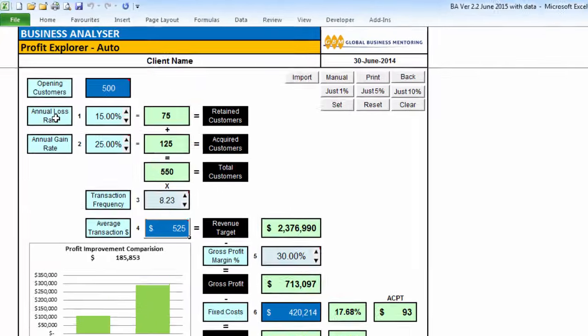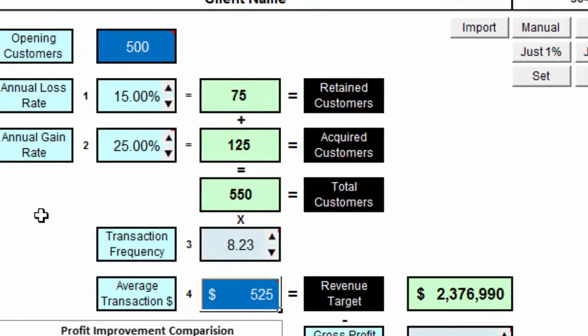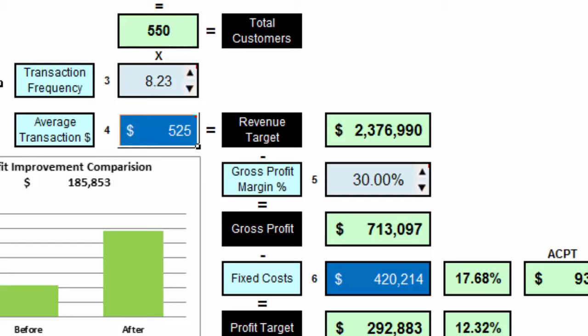And we can see now that from our 500 customers originally, the loss rate has reduced to 15% from 20. The gain rate has increased from 20 to 25. Now total customer numbers is 550. The transaction frequency has increased by 5% from 7.84 to 8.23. And the average transaction value has increased by that 5% to 525.